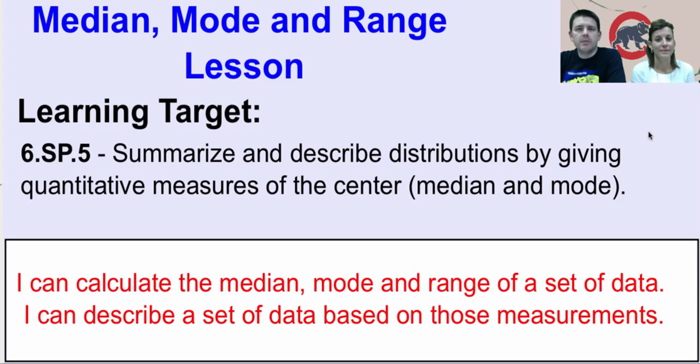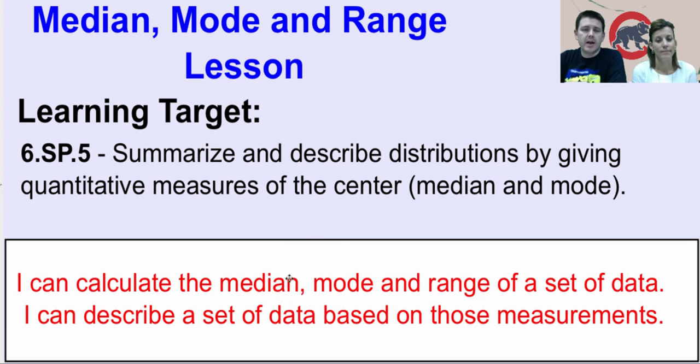This one is on median, mode, and range. So the last time we talked about finding the mean or the average. Now we're going to talk about three other measures of the center. So we're going to summarize and describe distributions by giving quantitative measures of the center, the middle of the data.